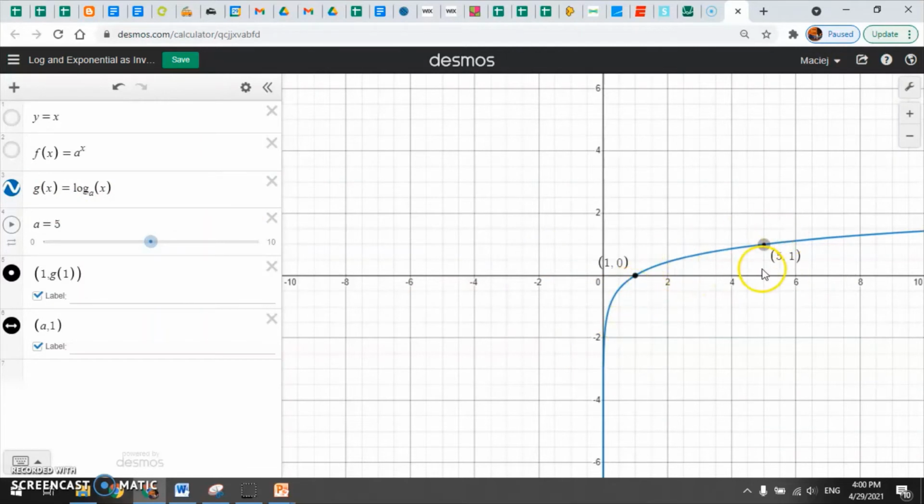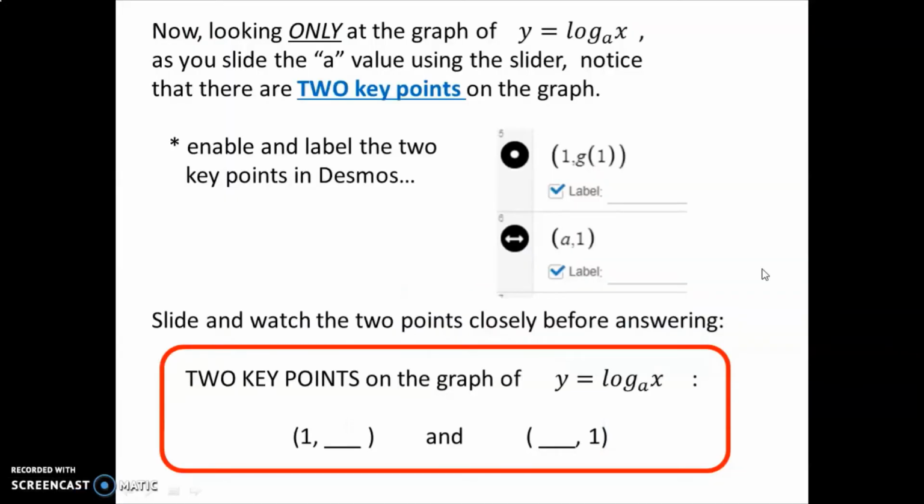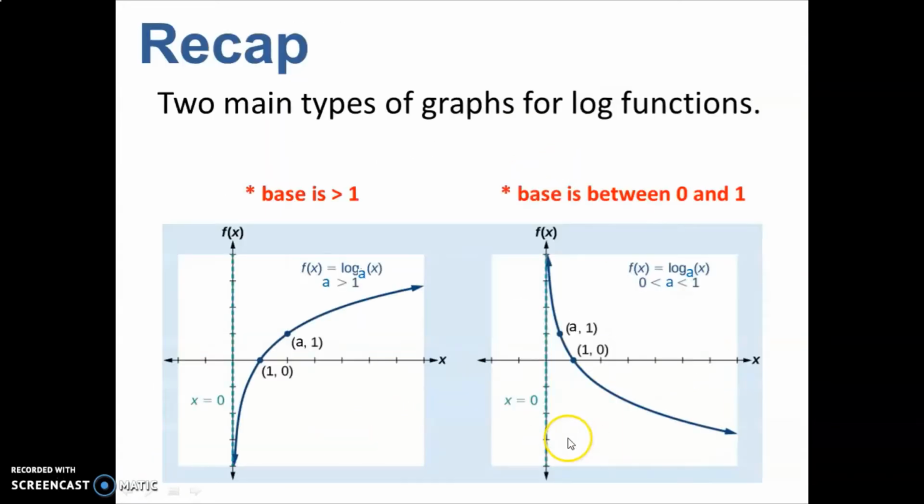Those are called the two key points on a log graph. So let's go back to here. Our two key points are (1, 0) and (a, 1). We can see it here: (1, 0) and (a, 1). So that's what we have here. When we have a log graph, the two key points are (1, 0) and (a, 1), the base of the log, 1. And also on that logarithmic decay, when a is between 0 and 1, it's the same thing: (a, 1), (1, 0). Same two key points.